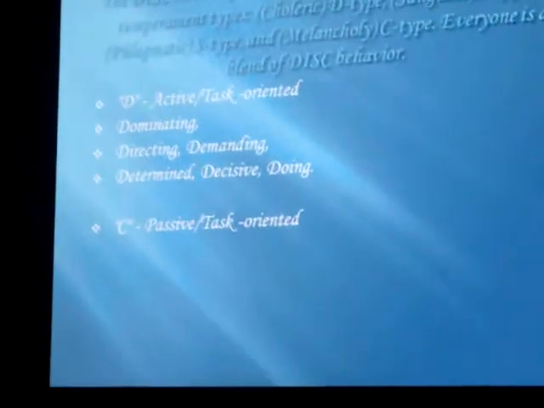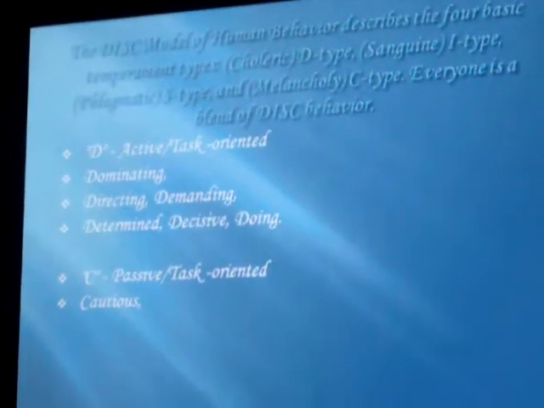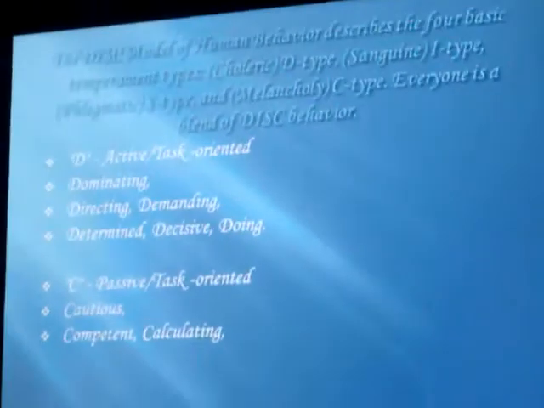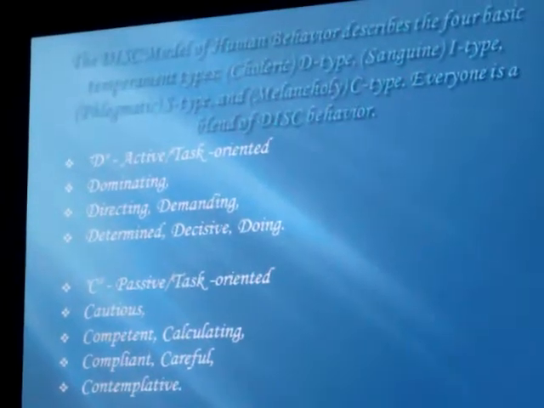The D, which stands for active and task-oriented, means at times I can be dominating, directing, demanding, determined, decisive, and also doing. The C is passive and task-oriented. I can be cautious, competent, calculating, compliant, and careful. I can also be contemplative.